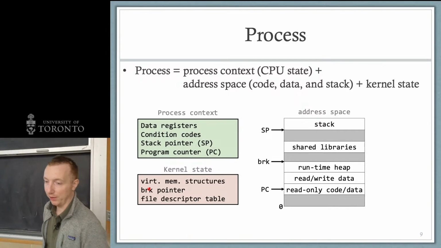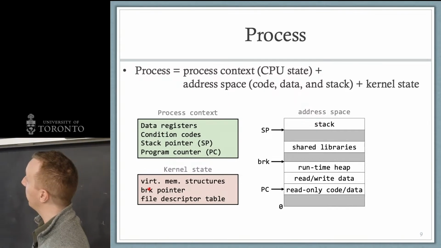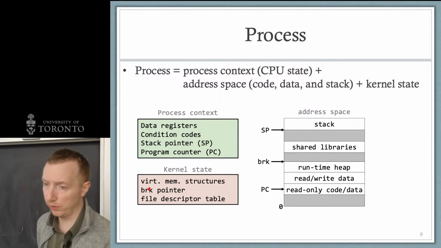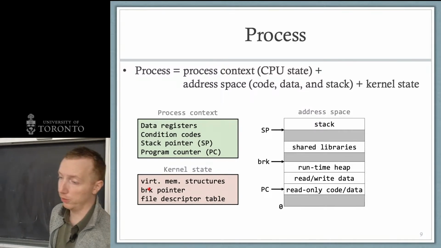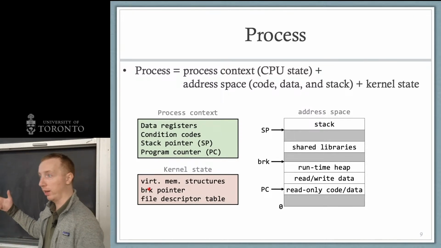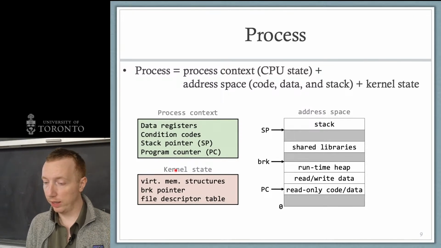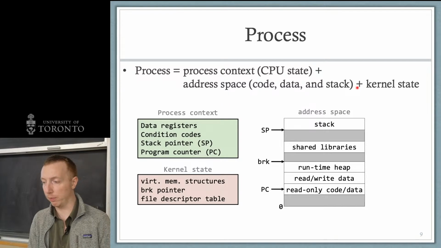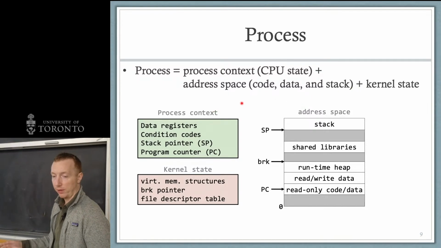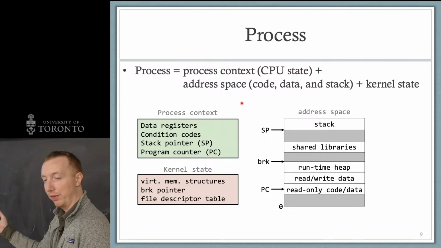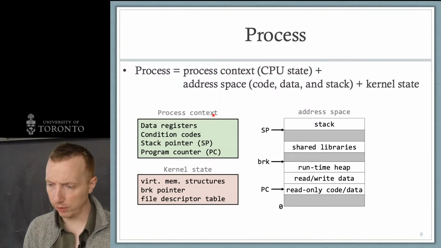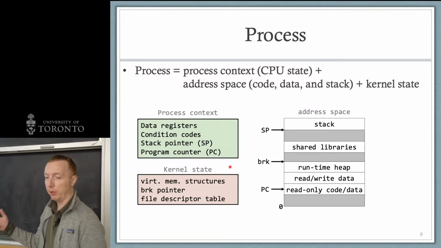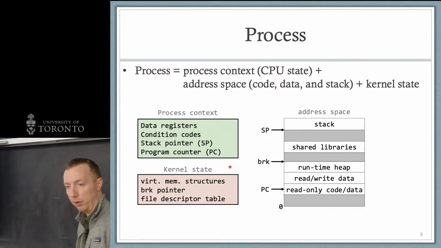So processes, you can think of them as made up of a whole bunch of different things. A process context, CPU state, aka the value of the registers, and then an address space, which would be code, data, and stack, and then some other kernel state that the kernel keeps track of in a process. Things like the file descriptor table and some state of its virtual memory and what it can access. So the process context will be data registers, stack pointer, program counter, also just registers, condition codes, things that are set on the hardware level, and then the kernel state, keeping track of its virtual memory and its file descriptor table are the two main ones.